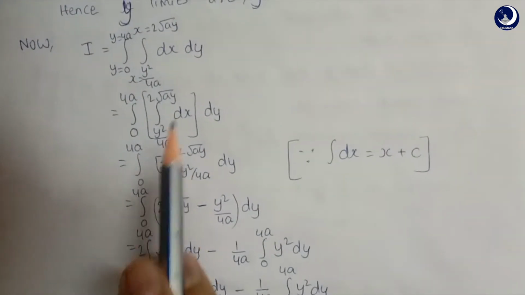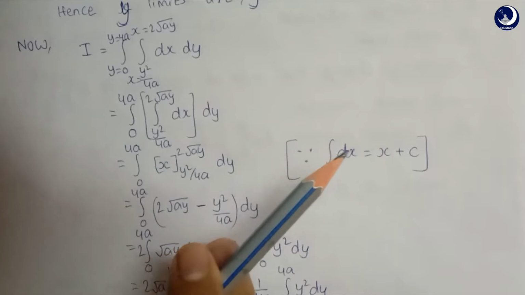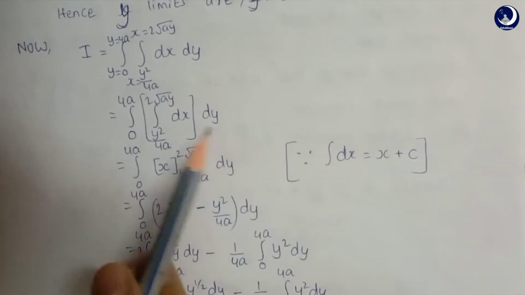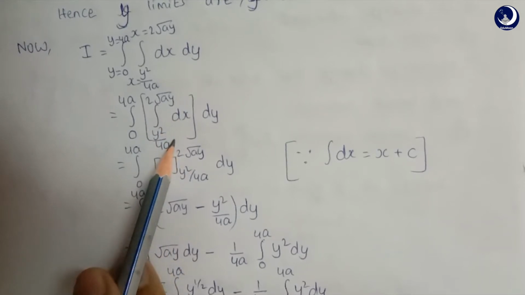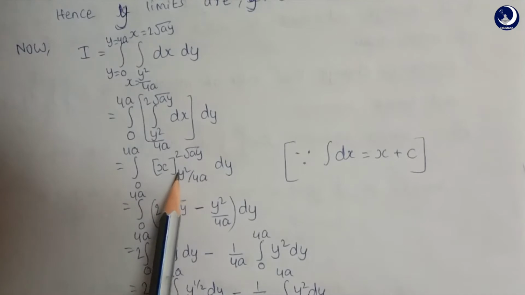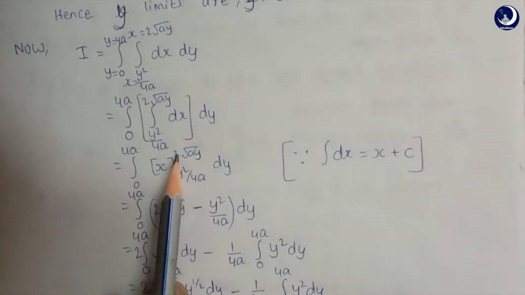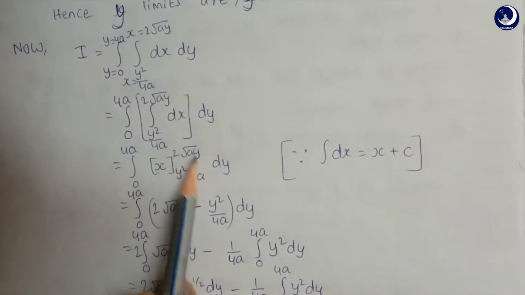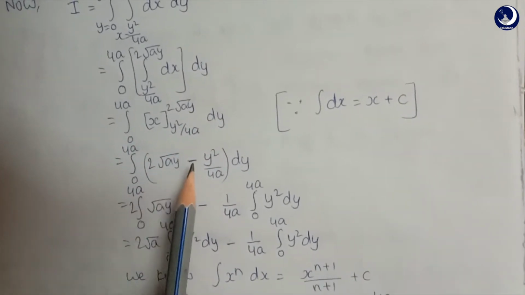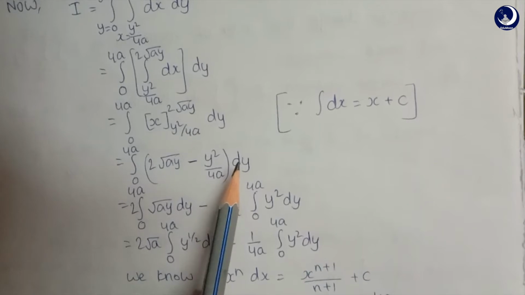By doing integral dx, which is also known as x plus c, we already know in the integration. So the integral of y square by 4a from 2 root a by dx is nothing but, for the required function x, we have to acquire upper limit and lower limits. By applying upper limits and lower limits we get 2 root a by minus y square by 4a into dy.